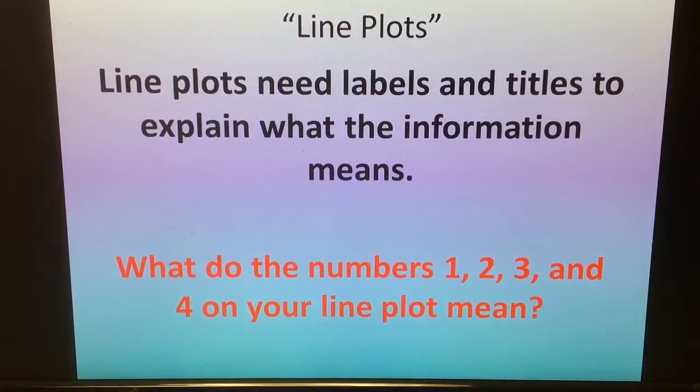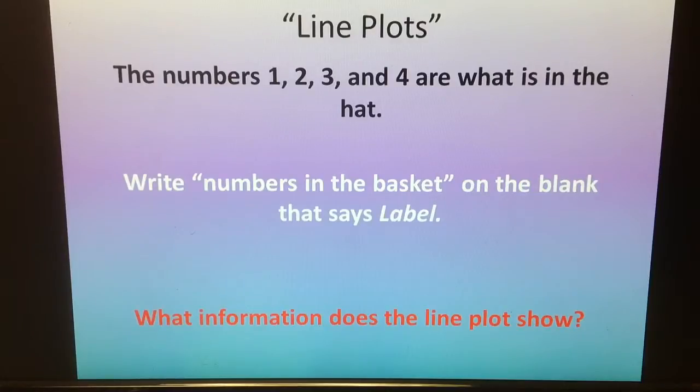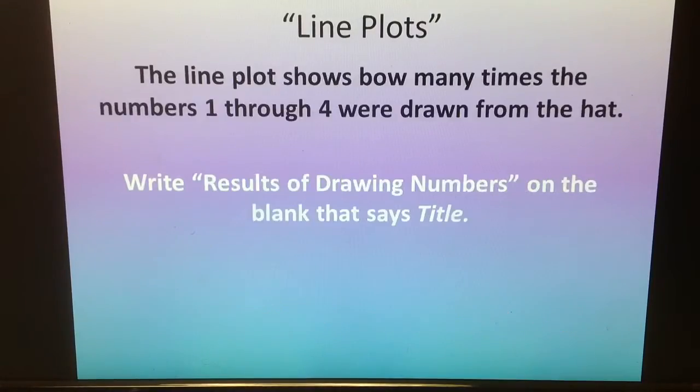Line plots need labels and titles to explain what the information means. We talked about what a title should be for our line plot. In the label, we wrote numbers in the basket. And then for the title, we wrote results of drawing numbers.